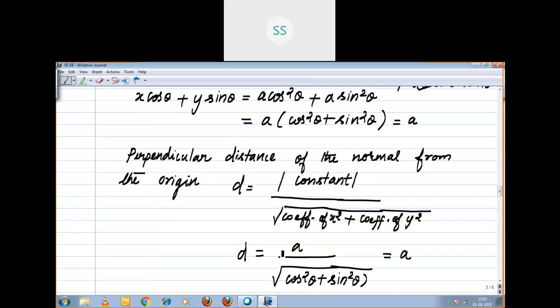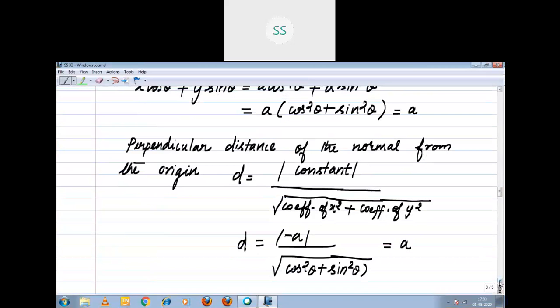Your constant is minus, right? Minus modulus, then it becomes plus modulus. It will give you the positive format. Modulus will make it positive, so how can I get minus? You should make it as an equation: x cos theta plus y sin theta minus a equals 0. The constant is minus a.